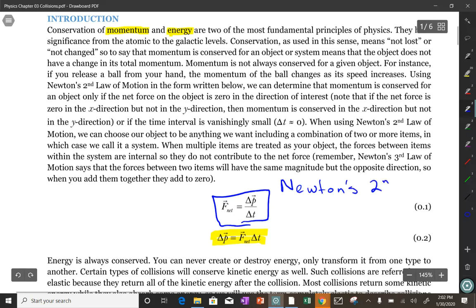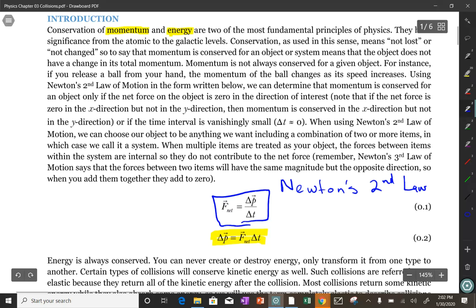So close. Second. You were real close. She bracketed it perfectly. First, third. It's the second. Newton's second law. The lower one, the one that's highlighted in yellow, is simply multiplying both sides by delta t. So we have the change in momentum is the net force multiplied by the change in time.